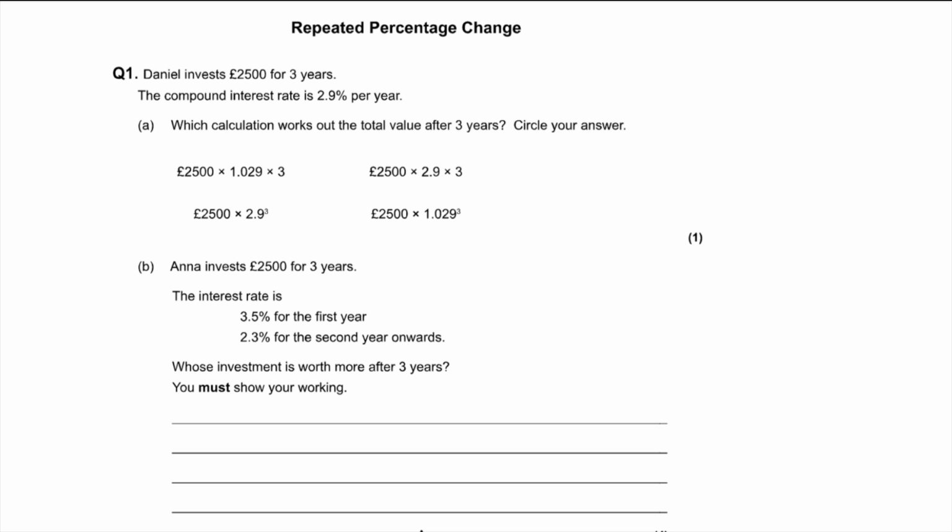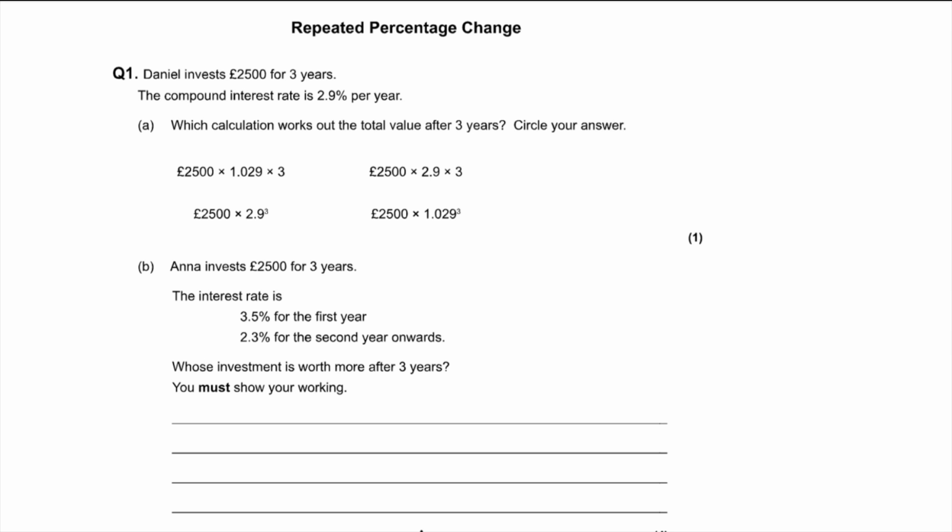It says, Daniel invests £2,500 for 3 years. The compound interest rate is 2.9% per year. Which calculation works out the total value after 3 years? Circle your answer. Okay. So now there is a highly complicated version of the compound interest formula on the formula sheet. Personally, I don't like to use that. I think it's overly burdensome and complicated.